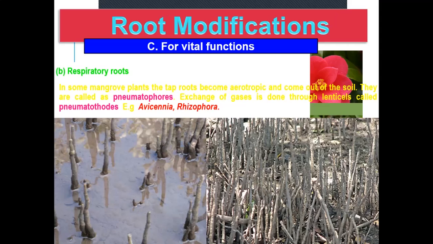Next, respiratory roots. In some mangrove plants, the taproots become aerotropic and come out of the soil. They have special pores called pneumatophores. With the help of the pneumatophores, they take in air for respiration and exchange gases. So these are breathing roots, for the vital function.